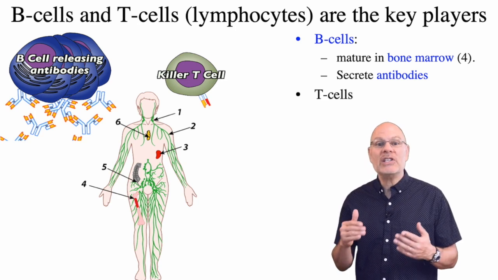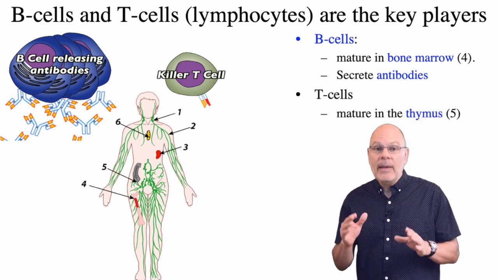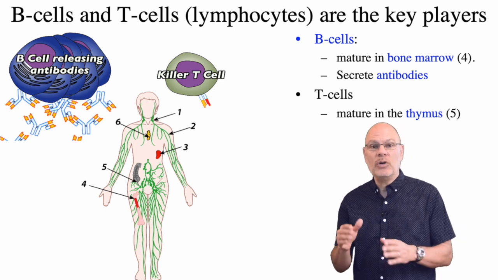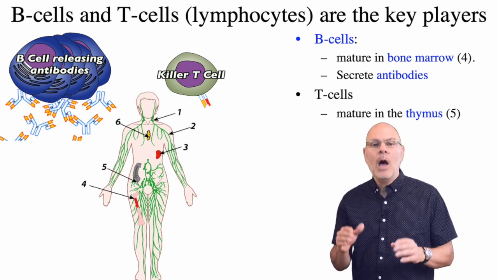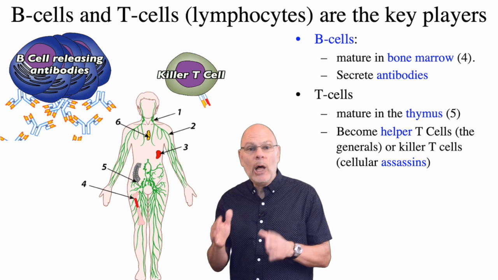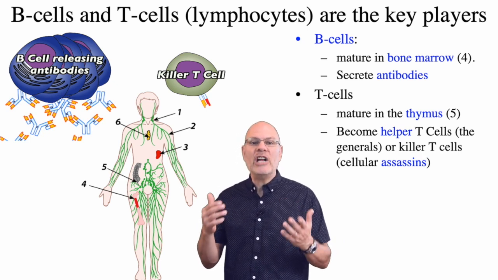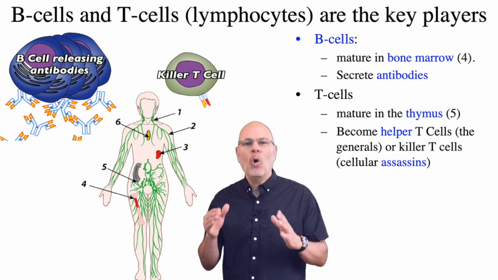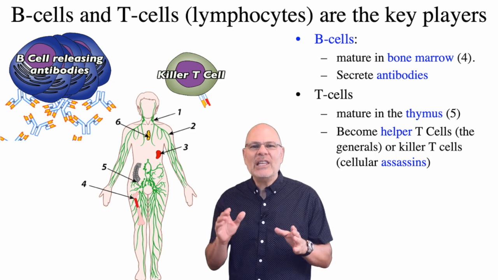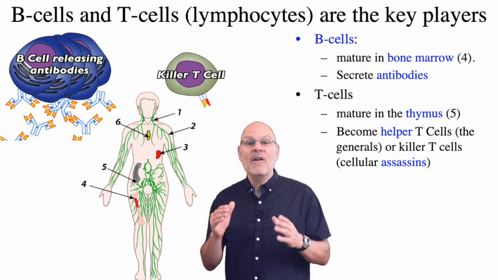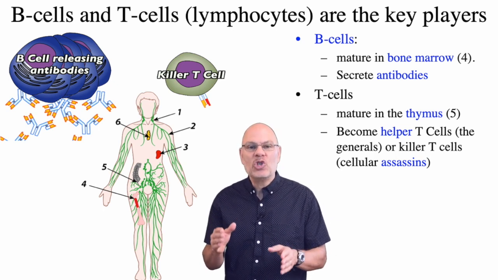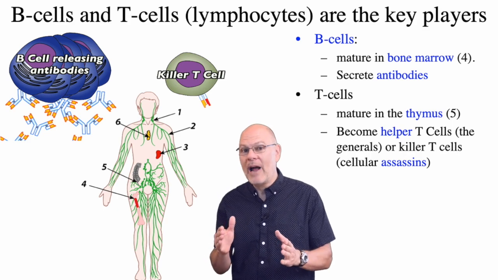T cells are the second type of lymphocyte. They mature in a gland called the thymus, shown at number 5 in this diagram. Upon maturation, they become helper T cells, the cellular generals in the immune system army, or killer T cells, cellular assassins that can find virus-infected cells and destroy them before they can make more viruses.